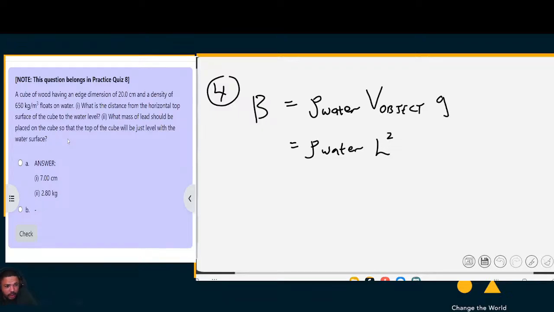But in this case, the height changes. It's not going to be the same. It's going to be slightly inside the water. The volume should be L times L times L in ideal situations, but it is slightly submerged. So it's L times L times (L minus H), where H is the height that is submerged in the water. And then of course times G.